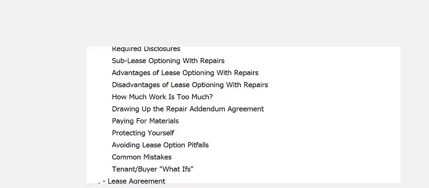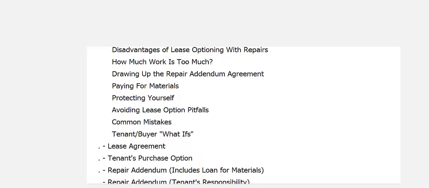Advantages of lease optioning with repairs. Disadvantages of lease optioning with repairs. How much work is too much? Drawing up the repair addendum agreement. Paying for materials. Protecting yourself. Avoiding lease option pitfalls. Common mistakes. Tenant buyers. Well, what if?